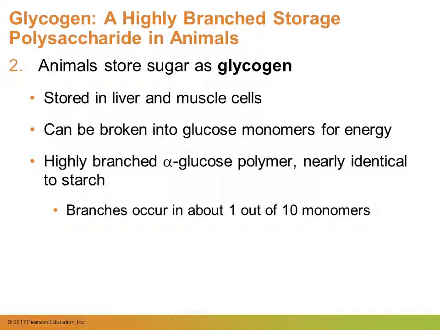On the other hand, glycogen, which is the storage of sugar in animals, is stored in liver and muscle cells. But notice here that branching occurs 1 out of every 10 monomers. So glycogen is much more branched than the starch that is found in plants. I promise you this will be another test question. So starch is found in plants, and glycogen, another polysaccharide, is found in animals. Another big difference between the two: starch doesn't have very much branching, but glycogen does.